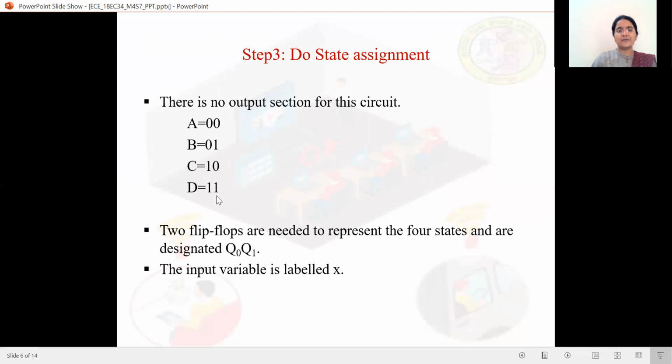Here we are having 4 states. Each of the 4 states we are representing using a symbol, and we are assigning the symbols for the output of the flip-flops, that is Q0 and Q1. You can take F0 and F1 or F1, F2. It's our wish. We can represent using any symbols, and we are considering the input variable as X.